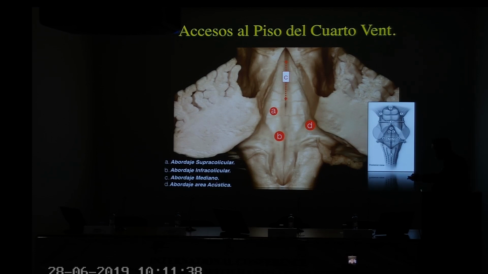And another entry point, of course, depends on the damage. You can enter here, lateral to the facial colliculus. What is this area? Acoustic area. Here, the nucleus of the acoustic nerve, of course. One point, two points: midline, and inferior to the facial colliculus.